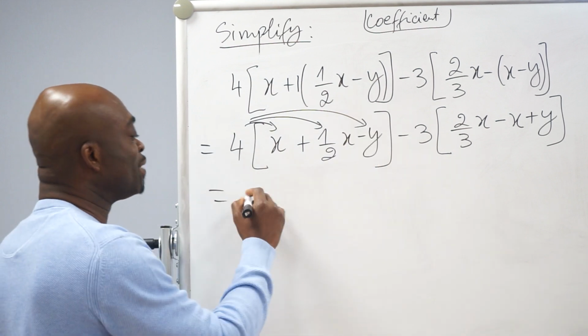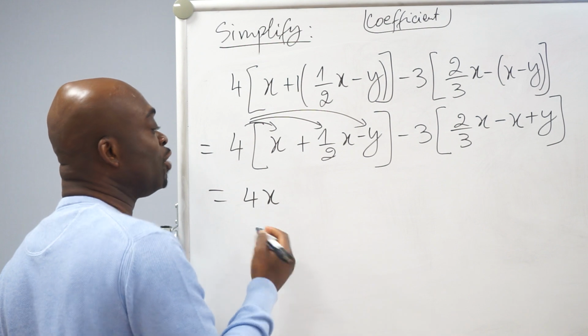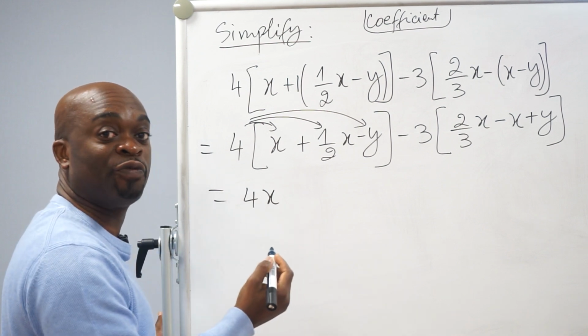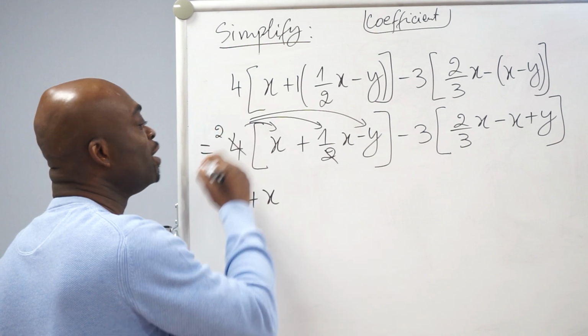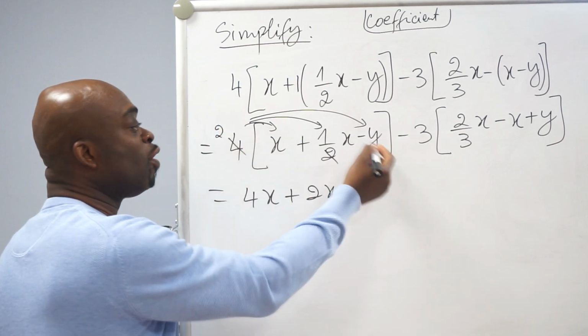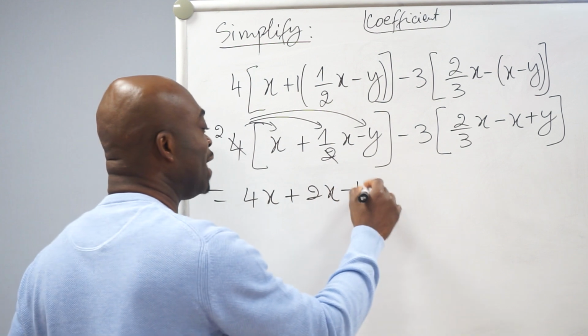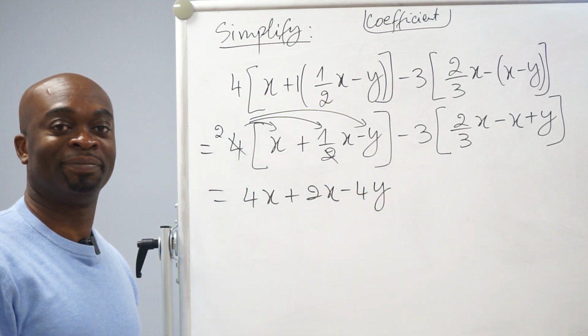So that'll be 4 times x is 4x, all right? And then 4 times a half, which is going to give us what? What is a half over 4? Is 2. Or somebody can say 2 goes into 4 twice. So that gives you plus 2x. And then 4 times negative y, don't forget about that, is negative 4y. Are we good? All right?